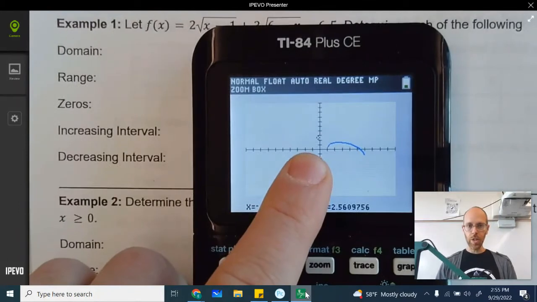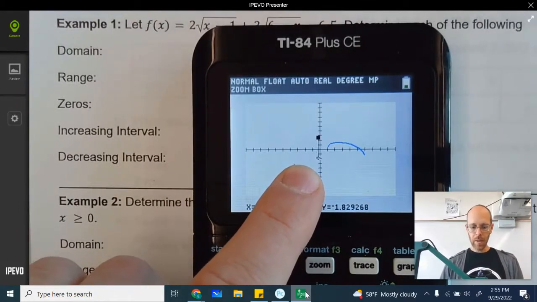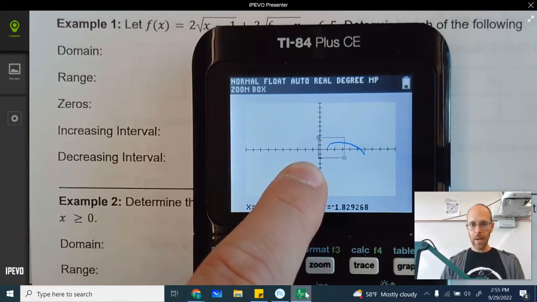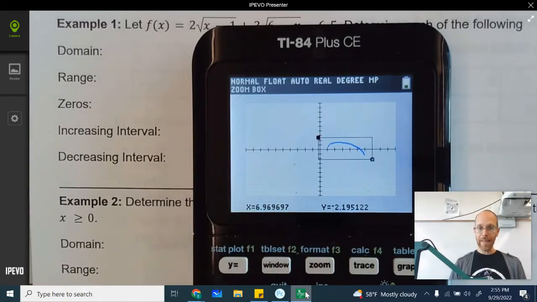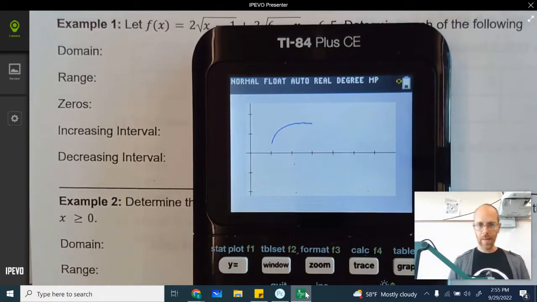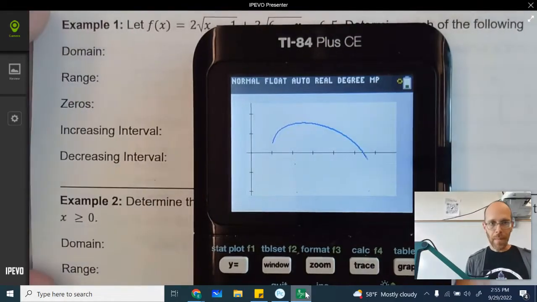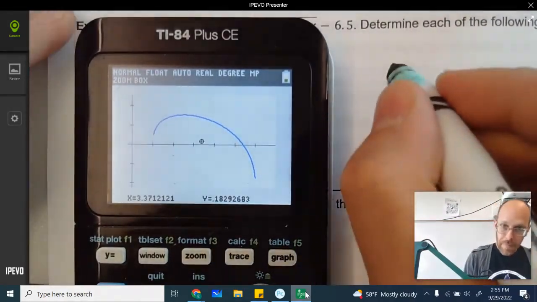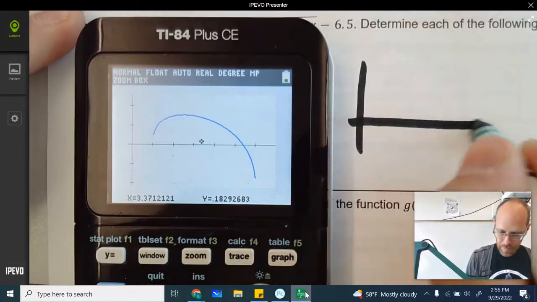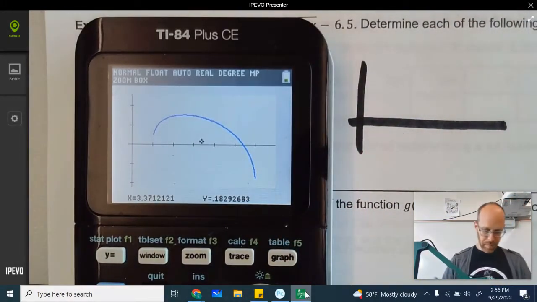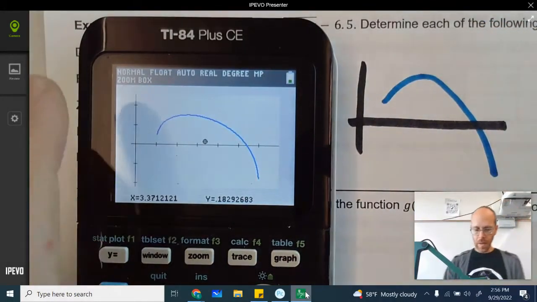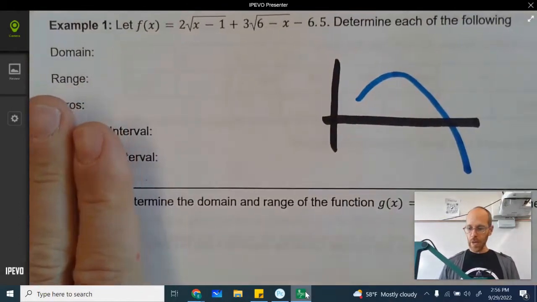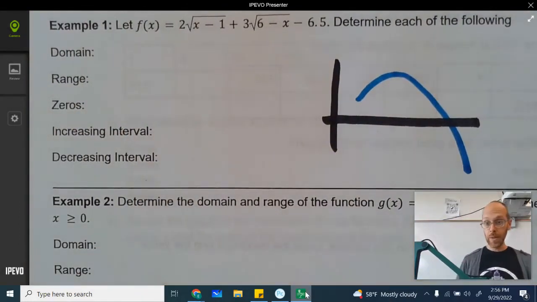And then the cursor should change. I'm going to move using the arrow keys down and to the right. And that looks pretty good. Once I get a window that I like, I'm going to hit the enter button a second time. And there's our function. I'm going to ask you to draw a picture of it.